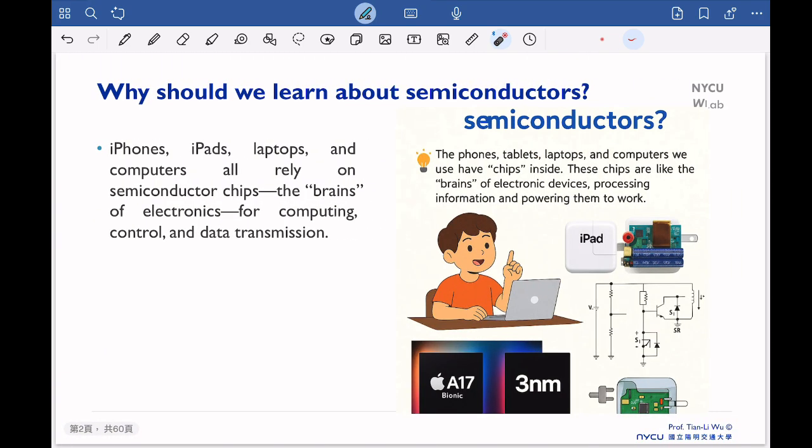So the first question: why should we learn about semiconductors? I think, as you know, all of you have very advanced electronics in your hands.